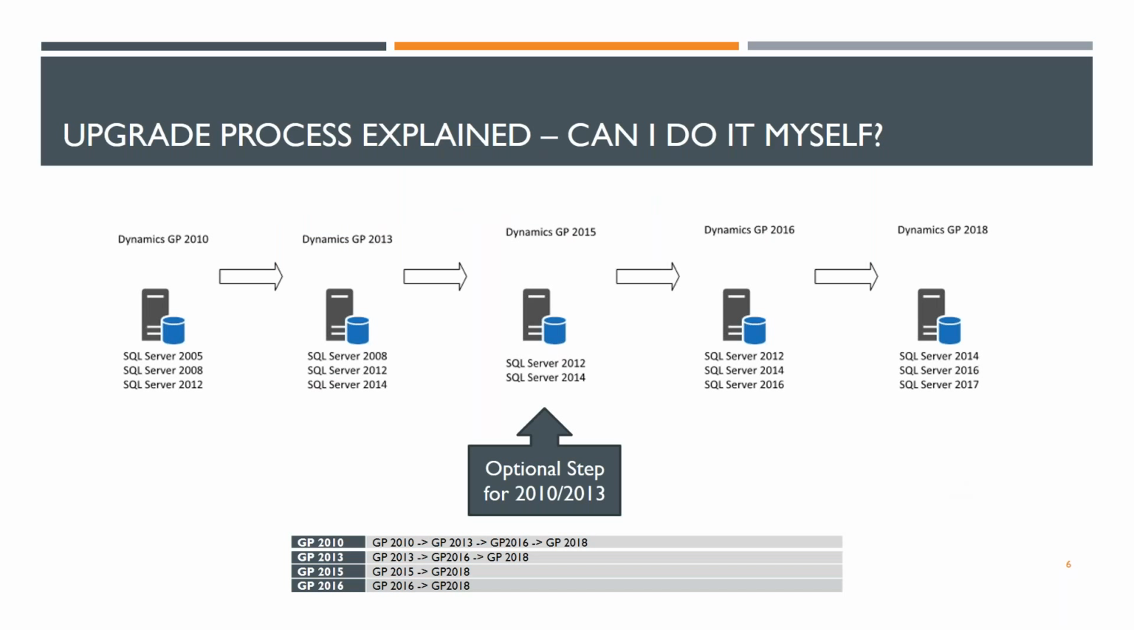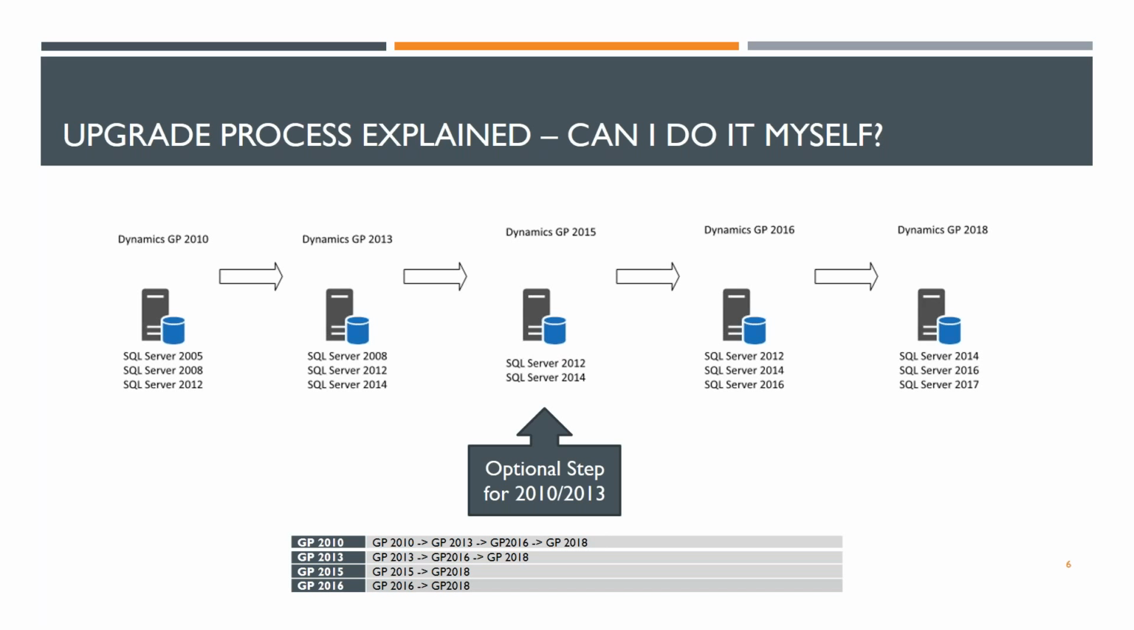Okay, upgrade process explained. Along the top here, we have the various versions of GP and the requirements for the various backend architecture that are needed. The paths are the little chart below. These are minimum paths that we've given. You can also go to each version, although I don't know why you would do that. But we wanted to point out that you can't go directly from GP 2010 to 2018. You need to go from 2010 to 2013 to 2016 to 2018. So for each version that you have there, the path is listed.